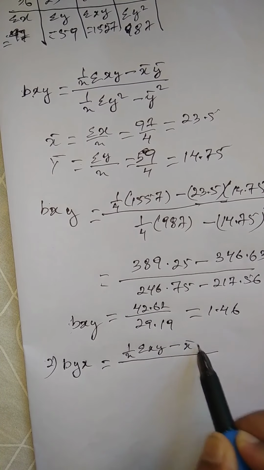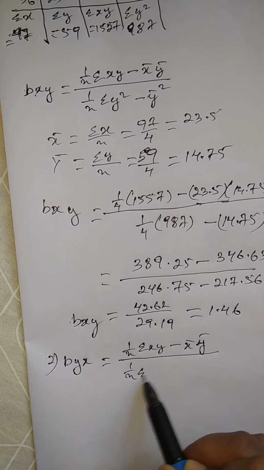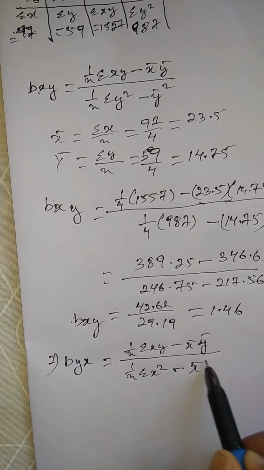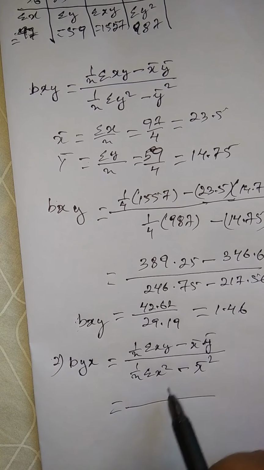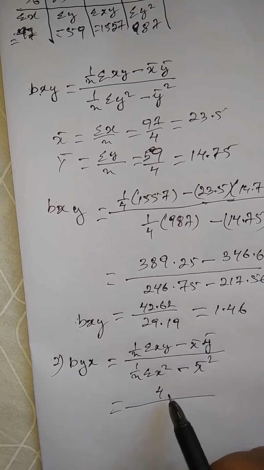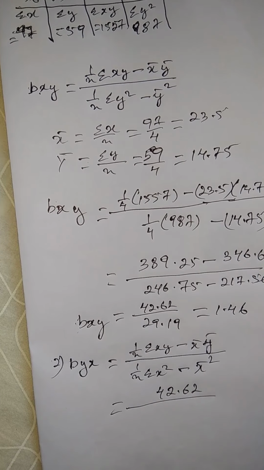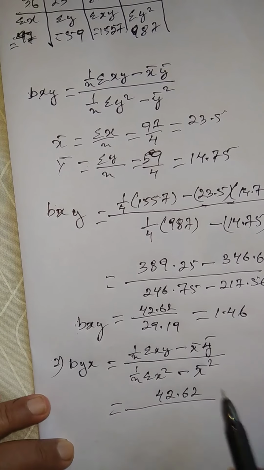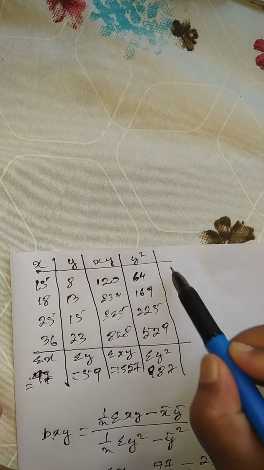Now the second one is regression coefficient of y on x, which is equal to 1 by n summation xy minus x bar y bar by 1 by n summation x square minus x bar square. The upper part is the same, so you can write it as 42.62. You don't need to calculate it again, but here we need to find out x square.